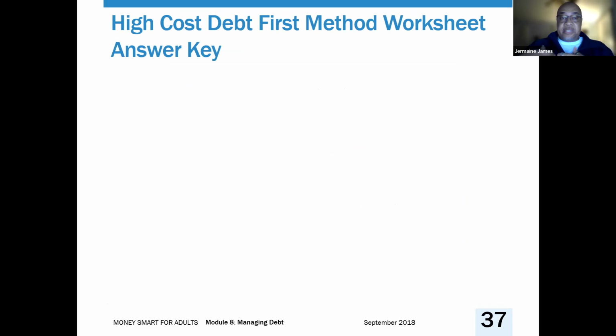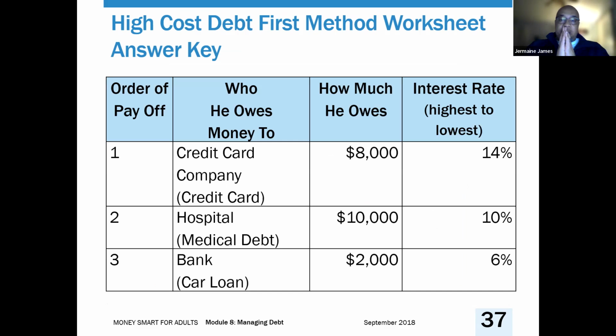Now let's do a deep dive into the high cost debt method worksheet and answer key. When we think about the high cost debt method, here's the order. We're going to list the 3 debts. Number 1 is the credit card company, number 2 is hospital and medical debt, and number 3 is a bank loan. There is $8,000 owed on that credit card, $10,000 owed on the hospital debt, and $2,000 owed on the car loan.